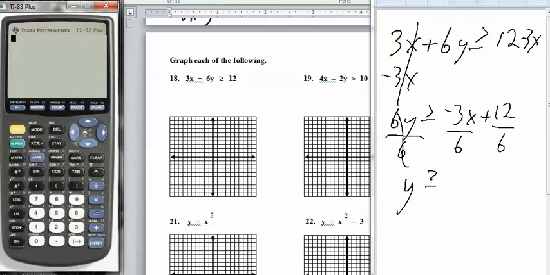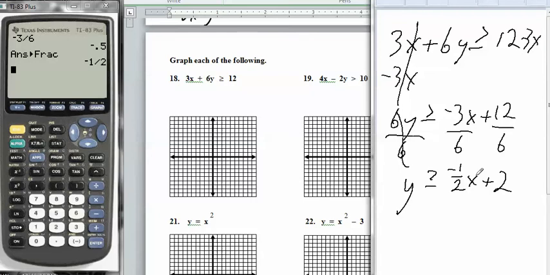So if you go negative 3 divided by 6, and enter. It's negative 0.5, which we could use. But we like fractions for slope. So go math, fraction, and I will reduce the fraction for you. So negative 1/2 x plus 12 divided by 6 is 2. So now we can graph this.